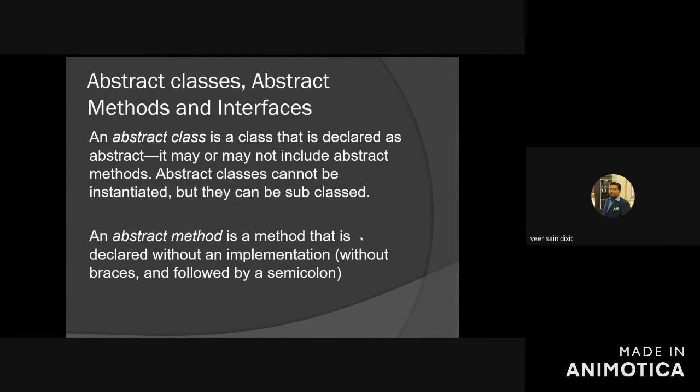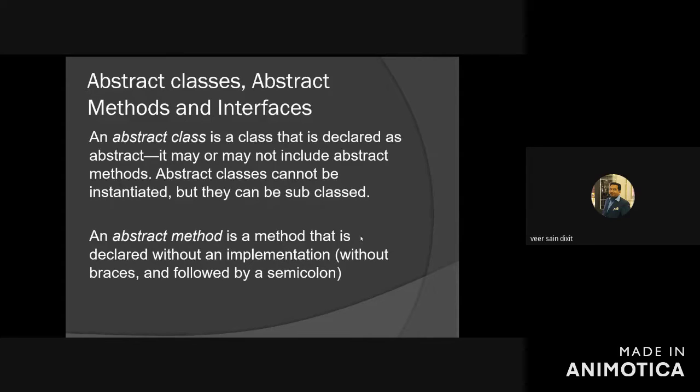We can say that an abstract class is a class that is declared as abstract. It may or may not include abstract methods. Abstract classes cannot be instantiated, but they can be subclassed. What is the use of abstract classes? If you have declared a class as an abstract class, it means that no object of that abstract class will be created.